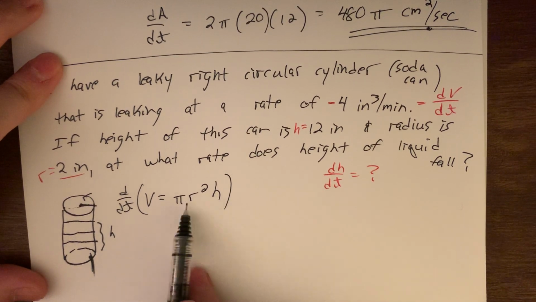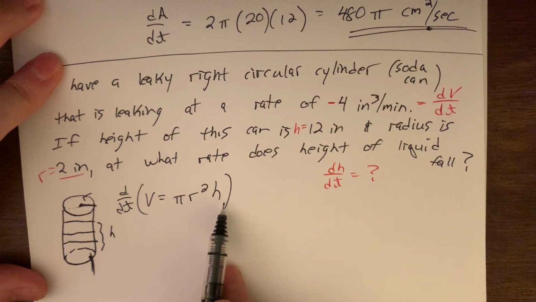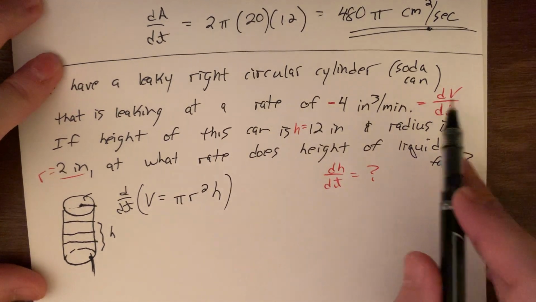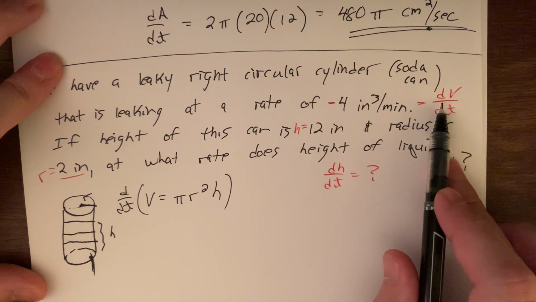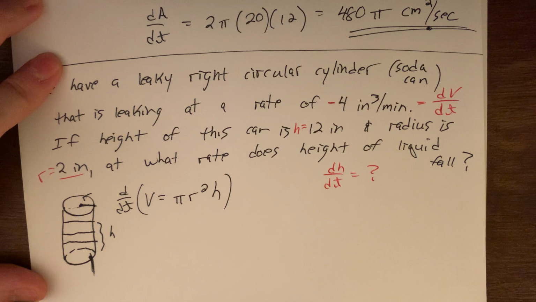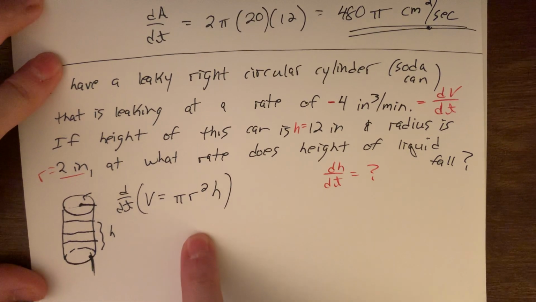You're going to end up with a dr dt. And then, completely separate from the problem, you'd be frustrated and think, what am I supposed to do with dr dt? I want dh dt, I know dv dt. What am I supposed to do with dr dt? And it would be up to you to realize that the radius never changes. The radius is a constant, so its derivative would be 0. dr dt would be 0 in this problem.